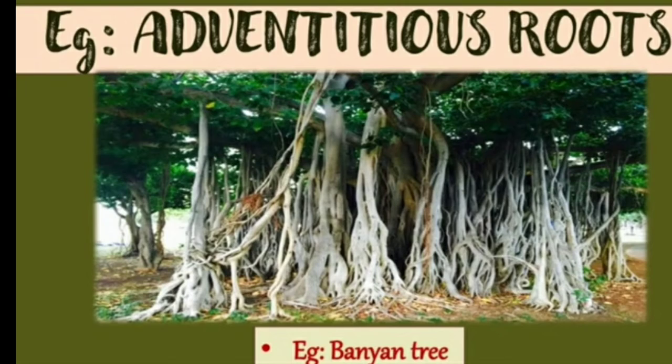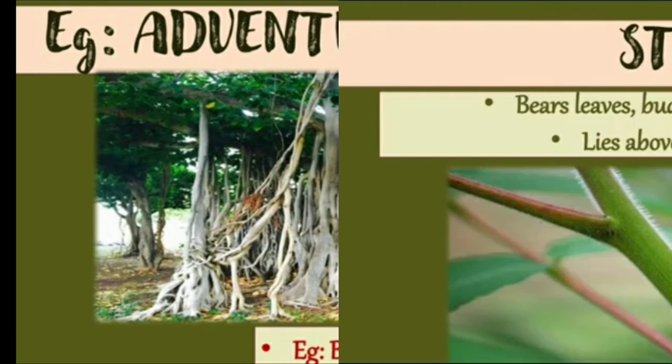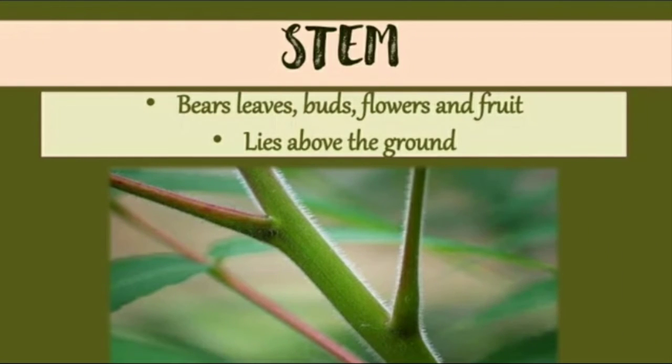Okay? So what are the functions of roots? Yes, absorption of water and minerals, anchoring and supporting the plants, right? These are the functions performed by the roots. Now let us learn the next structure of the plant, that is the stem.